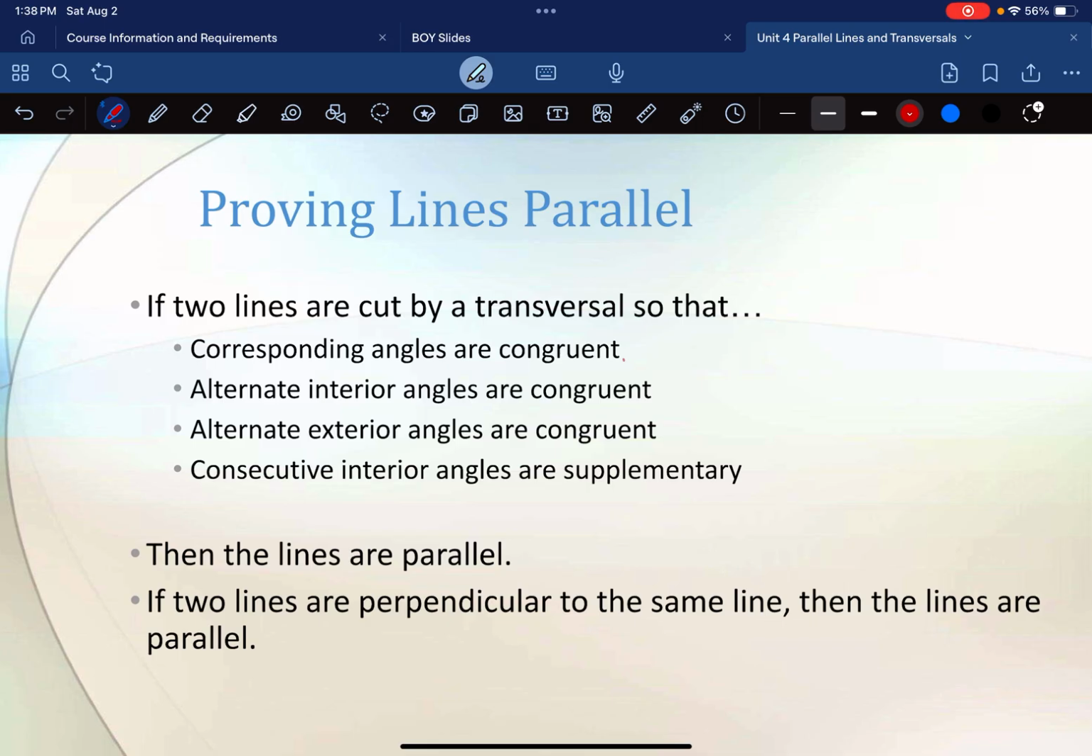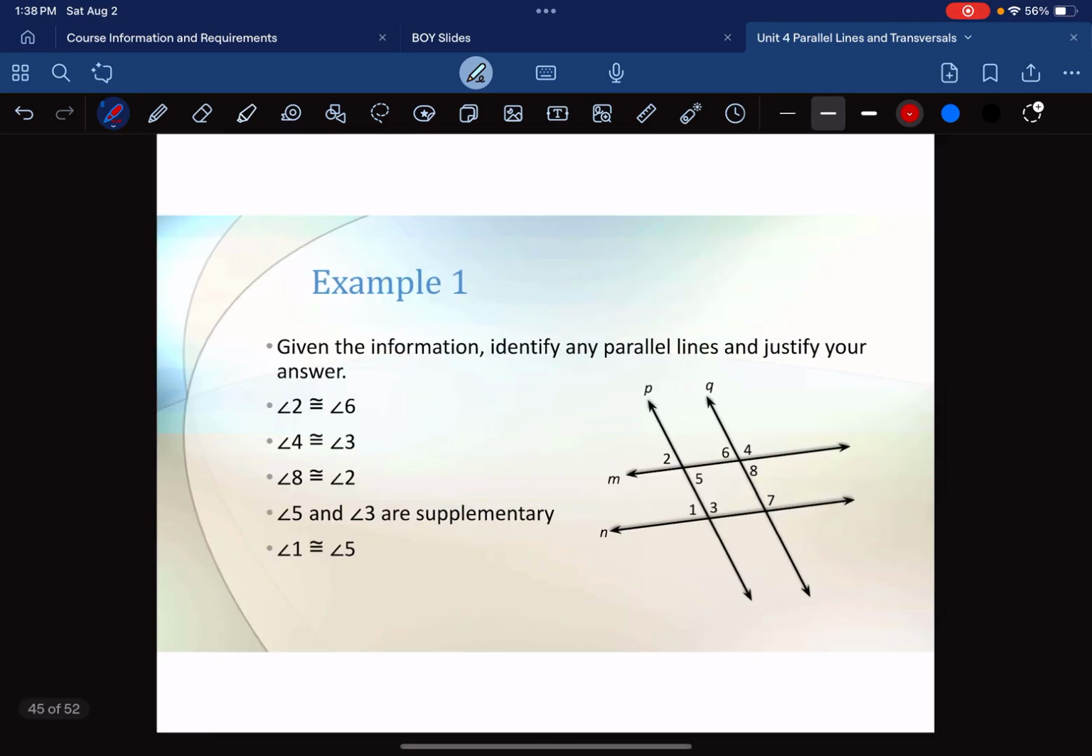We're going to come up with values that will make the lines parallel because they'll make one of these things true. The other thing you need to understand is if two lines are perpendicular to the same line, then they're parallel. They're just corresponding angles that are right angles, and so they're going to be perpendicular to the same line, which makes them parallel to each other. So we'll look at that as well.